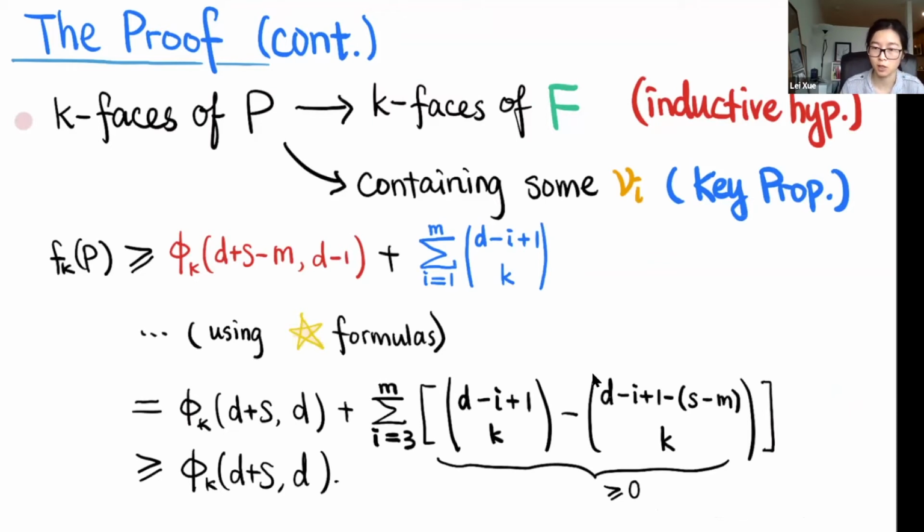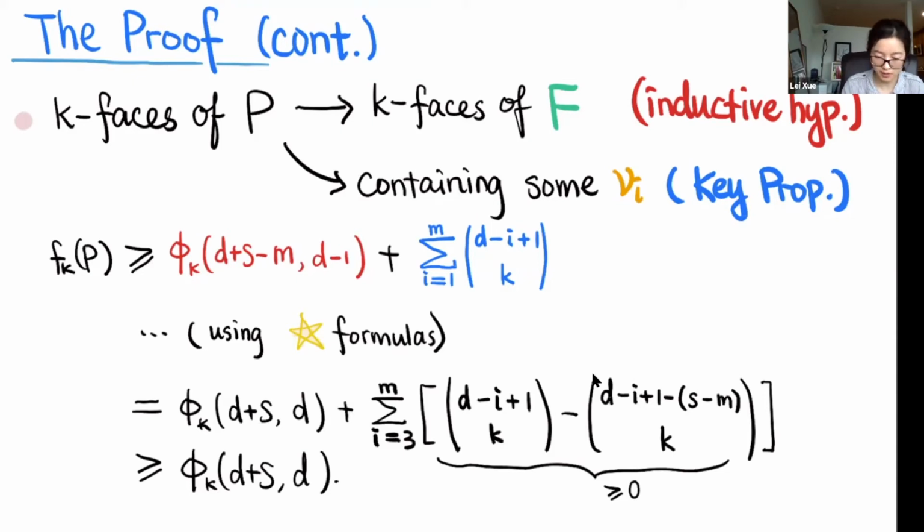to show. It's the lower bound that we want, plus a summation, and each summand is this difference between two binomial coefficients. But we know that m is at most s. Otherwise, if you have too many vertices outside, the rest wouldn't be able to form a facet. We just don't have enough. So each summand must be non-negative, and fk of P is at least phi k d plus s comma d.